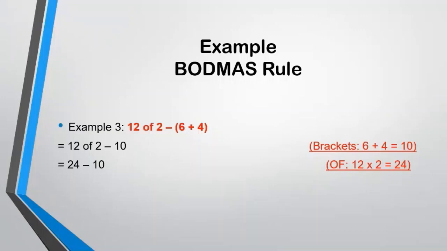Then we will not do division, multiplication and addition, DMA, because it is not present in the mathematical expression. So we will skip DMA and directly do S, which stands for subtraction. So 24 minus 10 is equal to 14. So 14 is the answer of this mathematical expression.